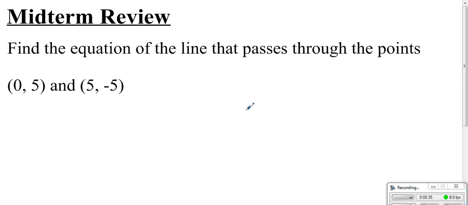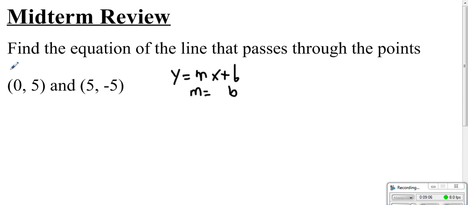That's finished. So it says find the equation of the line that passes through the points (0, 5) and (5, -5). The equation of a line is y equals mx plus b. That's what you have to remember. Everything runs through that. So that's the b. So the m is what you need. So you need the slope, but you also need the b, which is the y-intercept.